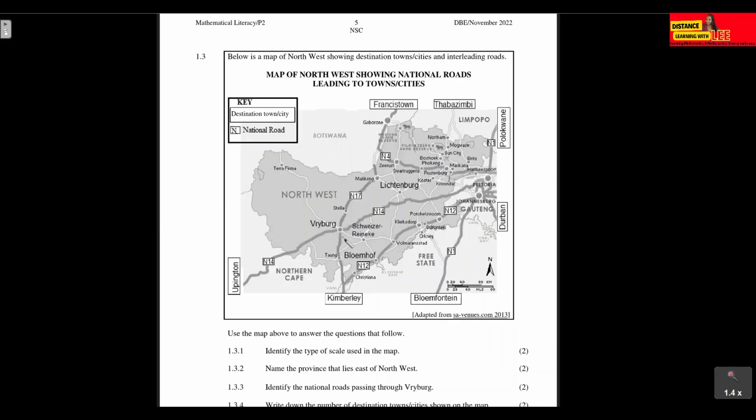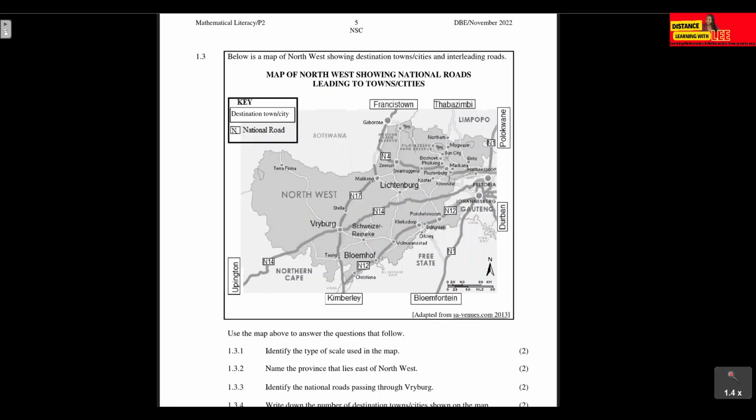As you can see here, this N4 leads to Francistown. The N14 here leads to Upington from Vryburg. The N12 leads to Kimberley. So it basically just shows your national roads leading to towns and cities.